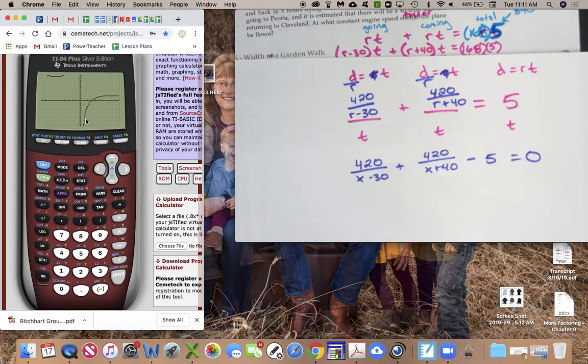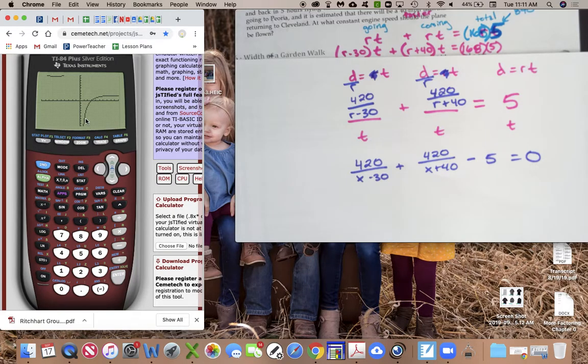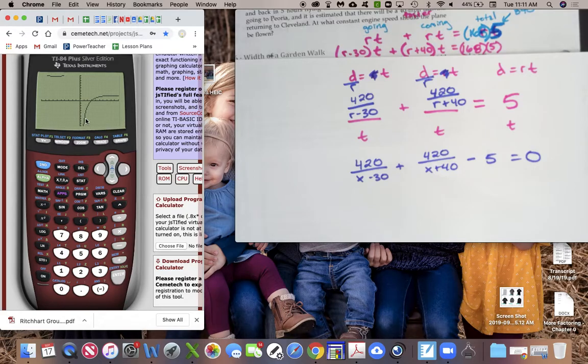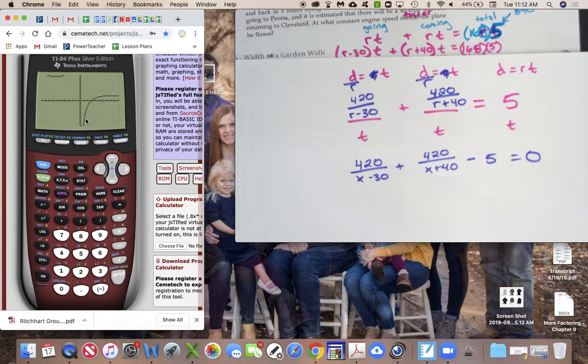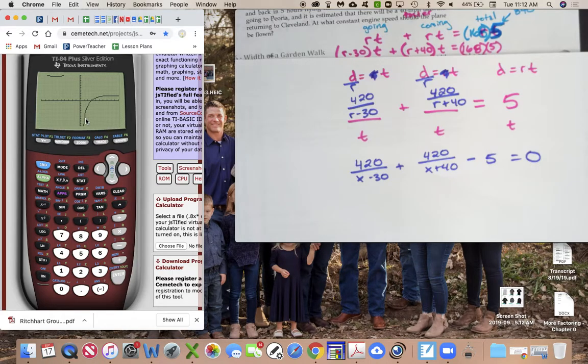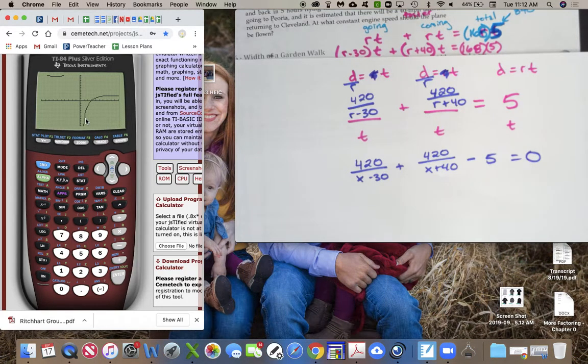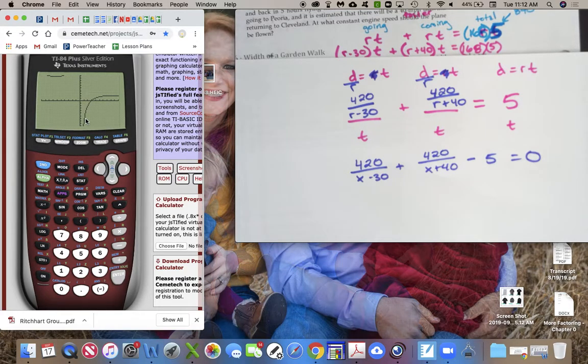Why do I graph this? I did that too, and then I got that. How much do you have? 2. Um, no. I don't think I did it right.